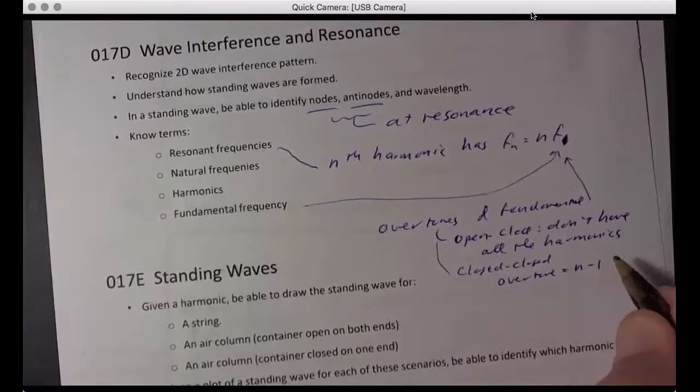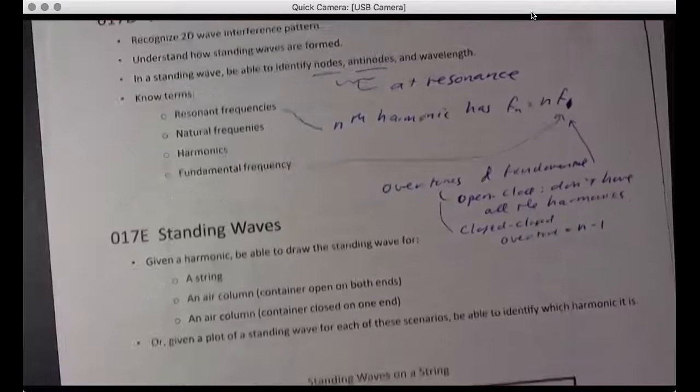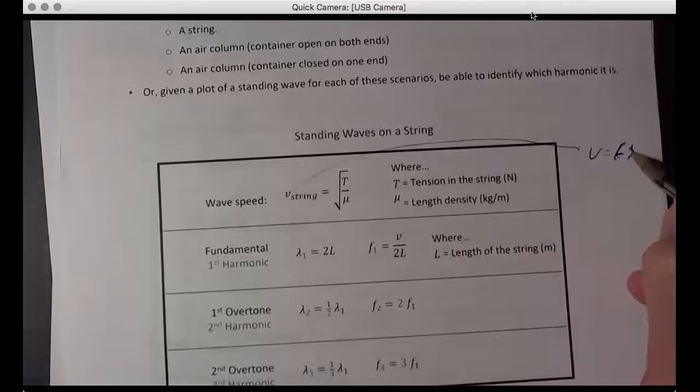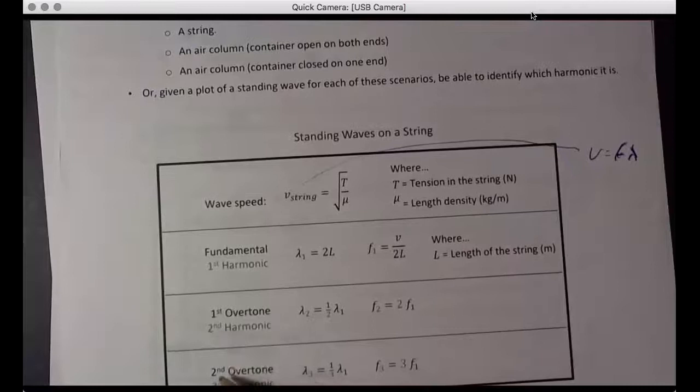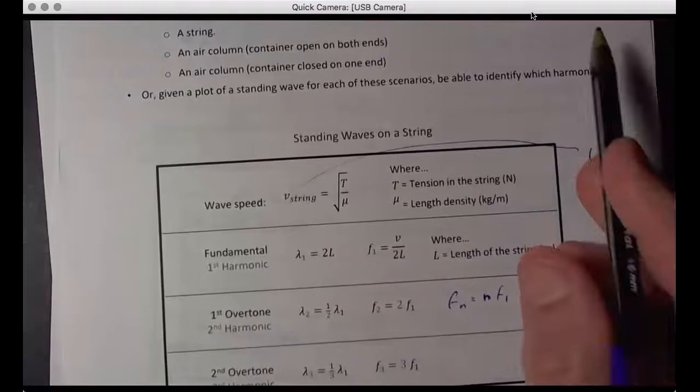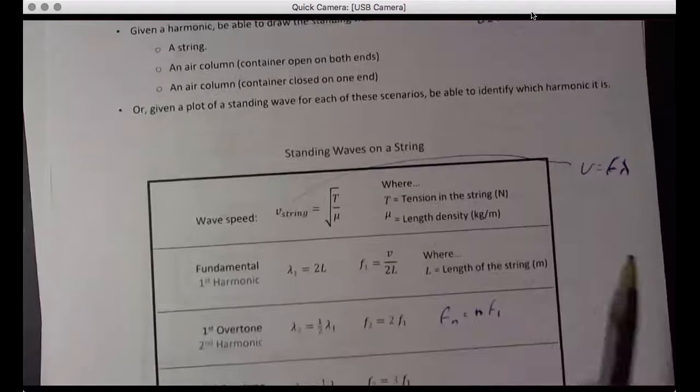And you see that over here, where standing waves on a string, right? This is the V in V equals F lambda. And you see that for the nth harmonic, right here, Fn is equal to nF1. That's what we wrote above. As the second harmonic, subtract one to get the overtone. That's because it's tied on the two ends of a string. If you had a string free to move on the ends, it would be different.